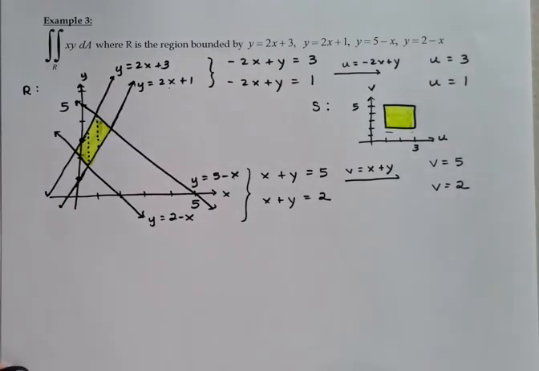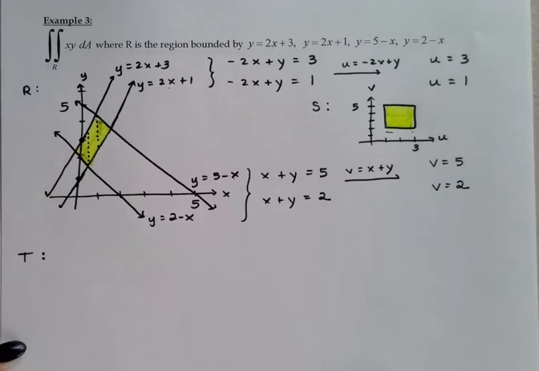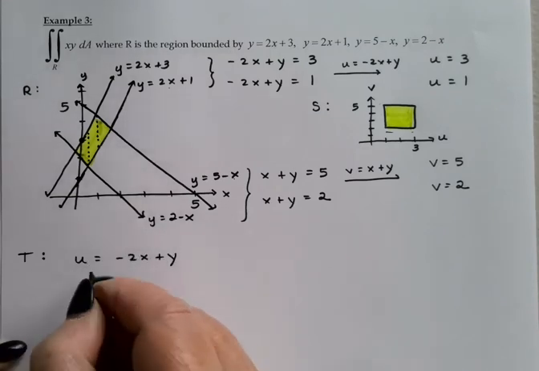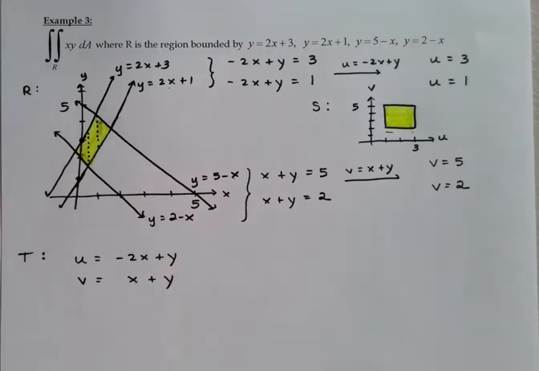What I need to do now is figure out my transformation equations so I can get that Jacobian that I need to do the integral. So here's the transformation issue. We have u equals negative 2x plus y, and we have v equals x plus y. I need to get those equations in the form x equals and y equals so I can do their derivatives for my Jacobian. So I'm going to use an elimination method this time.